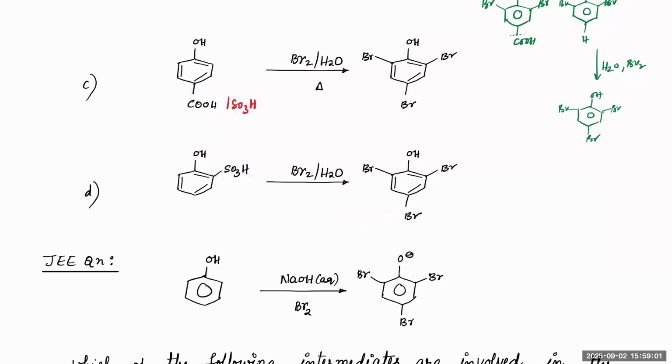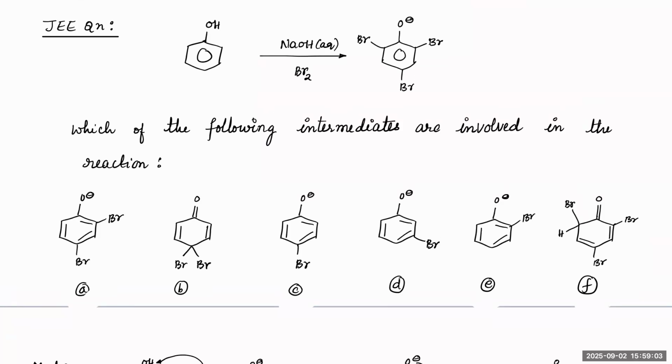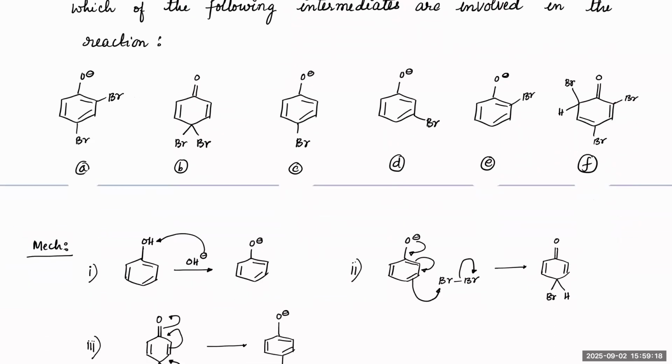Next. This was once asked: if you take phenol with NaOH and bromine, of course, in NaOH and bromine also you'll have sufficient Br+. So you will get 2,4,6 substitution. The question asked in JEE Advanced was, out of the following, which of them are possible intermediates? So basically, it is emphasizing the mechanism.